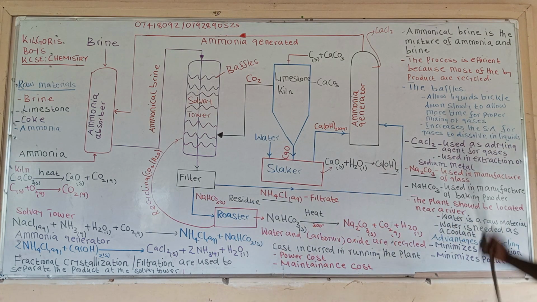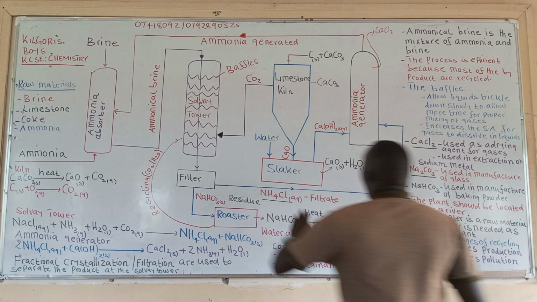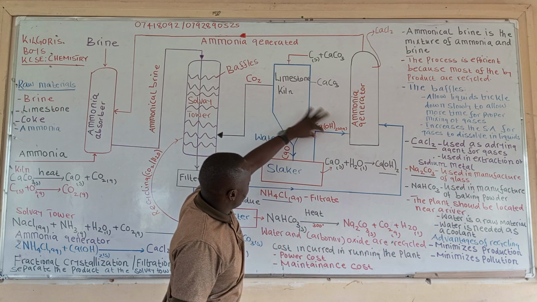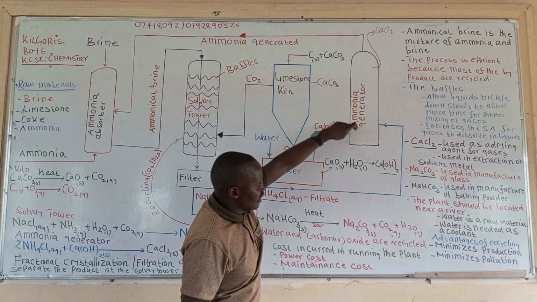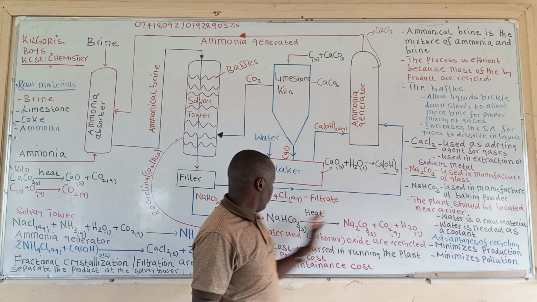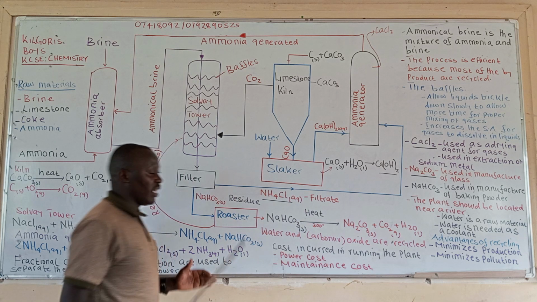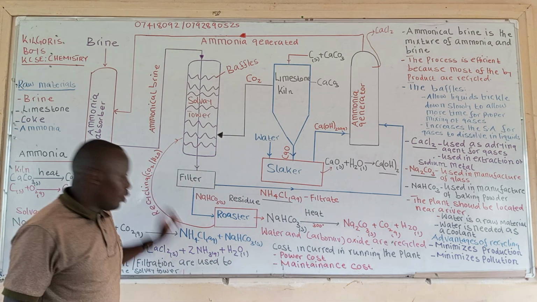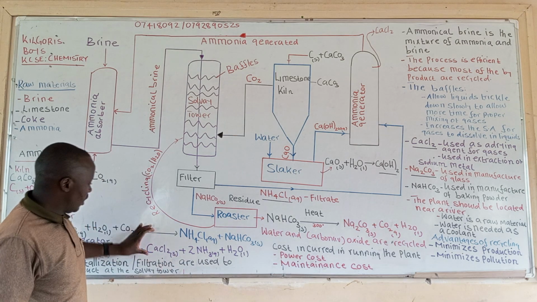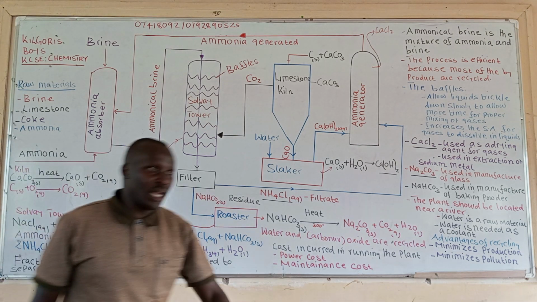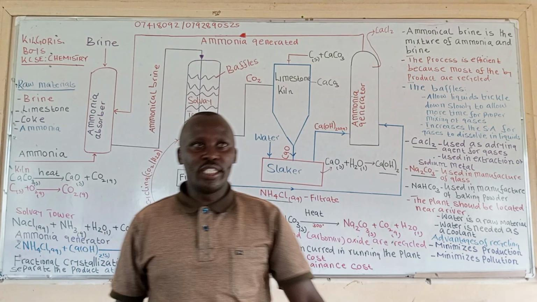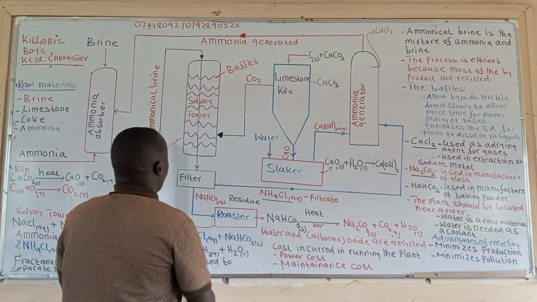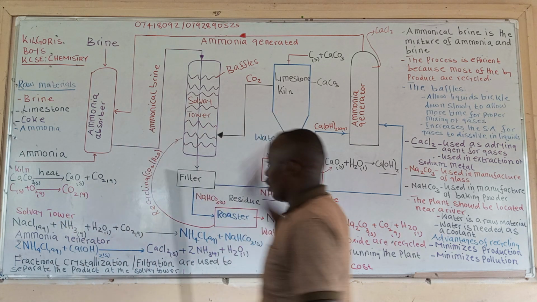So from there you understand that we have the calcium hydroxide here. This calcium hydroxide will enter here, and from this side we have the ammonium chloride. The two will combine to give ammonia gas, calcium chloride, and water. Remember, ammonia gas and water are being recycled. That is a summary of how the reaction takes place in this Solvay tower.